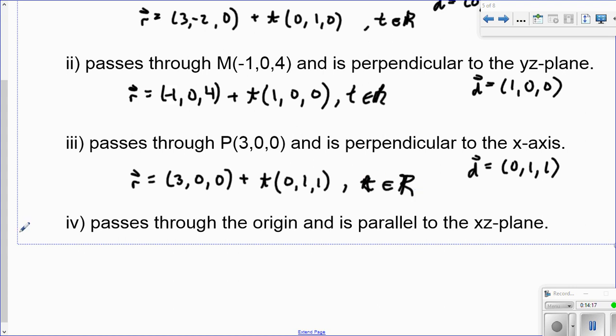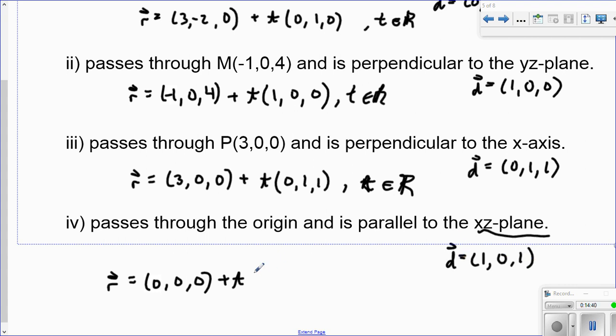And then finally, an example of a vector equation that passes through the origin and then follows along the x-z plane. If it's parallel to the x-z plane, so it lies in the x-z plane, and that would be this direction vector here. So that goes here.